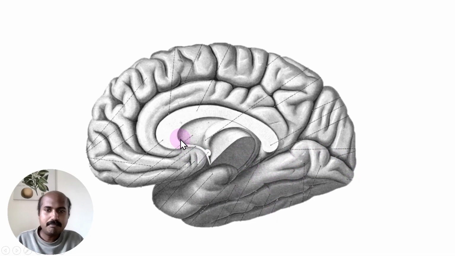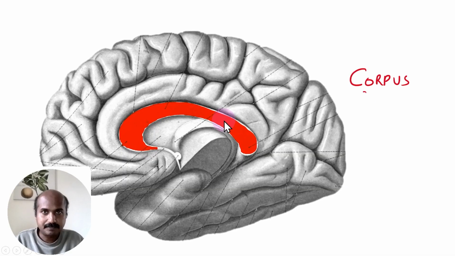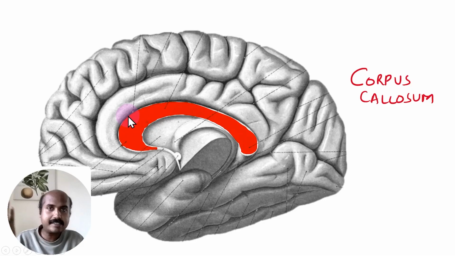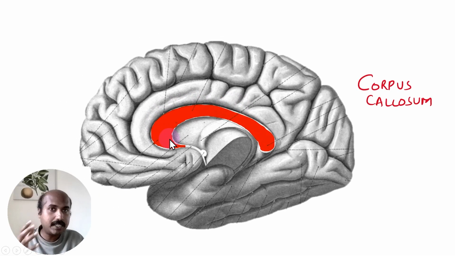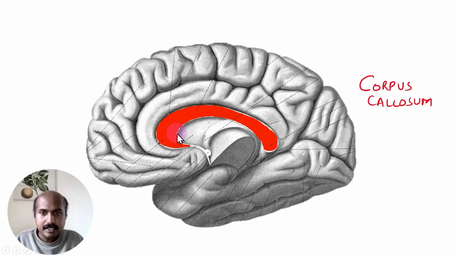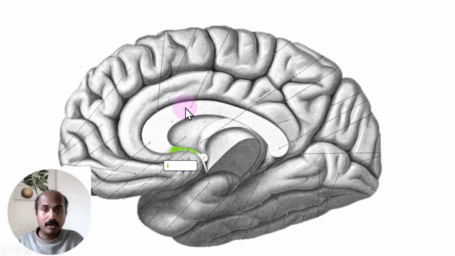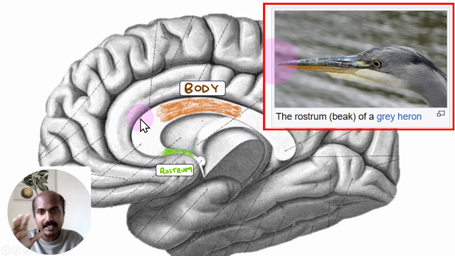All right, the most obvious structure that you see in this specimen is the corpus callosum. Corpus callosum is a large white matter tract, and since it is sectioned in the midline, you see it in this model, but it's actually a three-dimensional structure. In the upper part, you have what is called the body, and in the lower part, you have what is called the rostrum. Rostrum means it's like a beak. So you can think that this has a beak that is bent downwards.